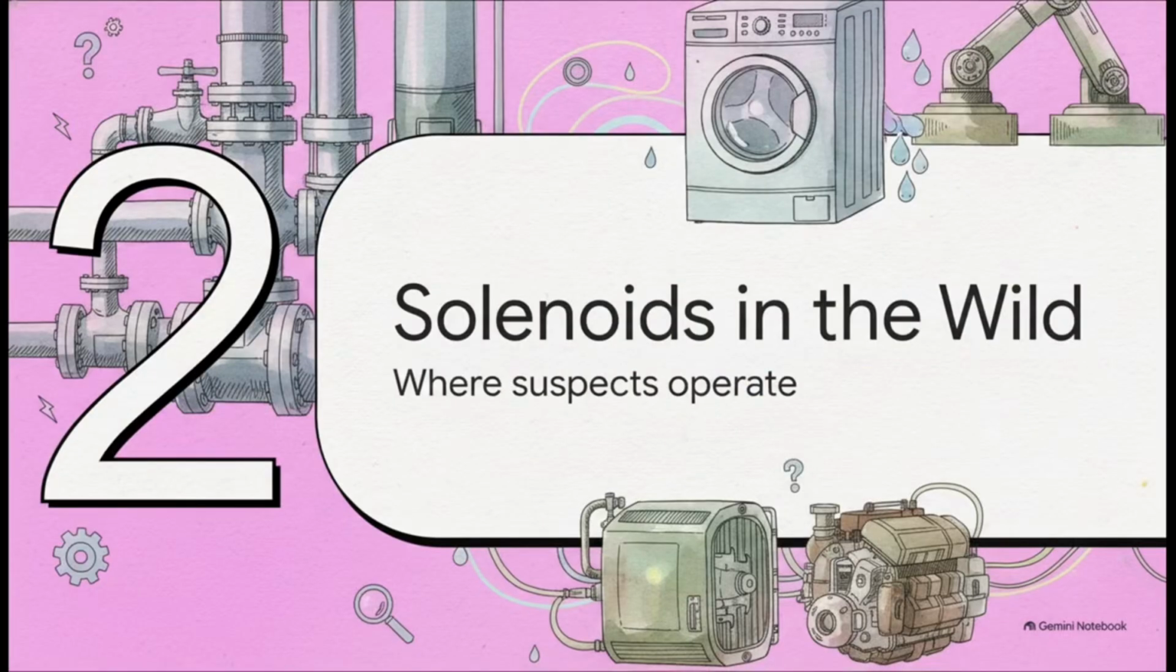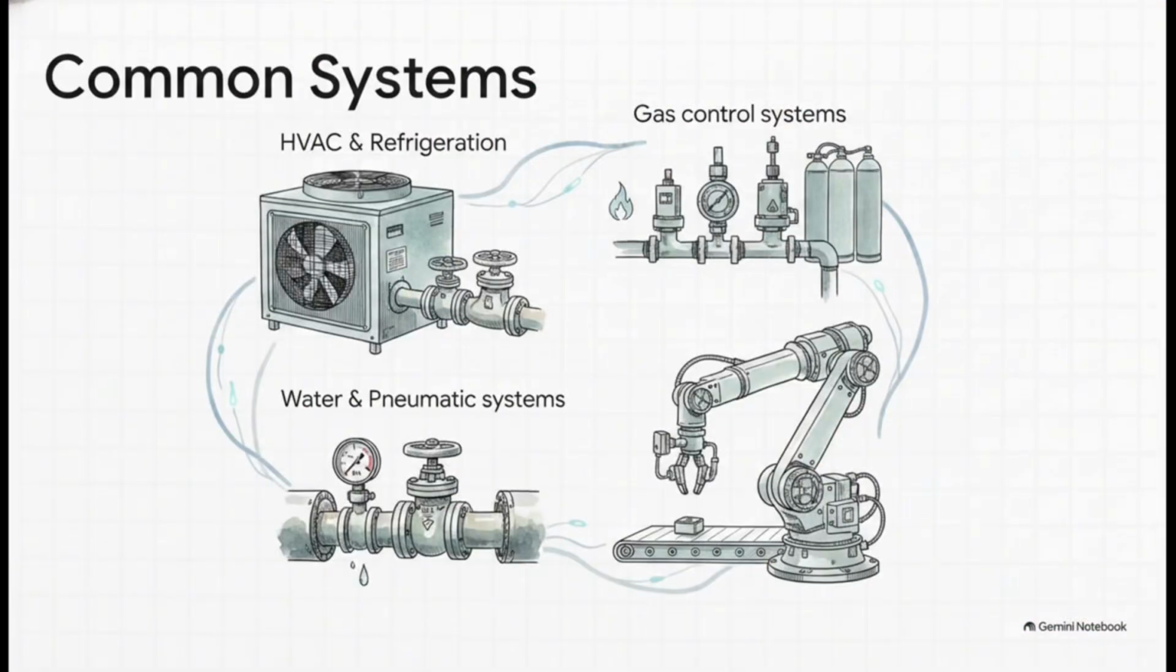Section 2. Solenoids in the wild, where the suspects operate. All right, let's transition out of the theoretical and into the field. You're going to find these suspects operating literally everywhere. From controlling refrigerants in massive HVAC units to directing flow in municipal water and pneumatic systems. They're critical in gas control networks, and honestly, they're the unsung heroes of heavy industrial equipment and automation. And the really crucial takeaway here is this. Whether that valve is being commanded by a highly advanced PLC, a simple electrical relay, or just a basic wall thermostat, the underlying physical operation of that coil and plunger remains exactly the same.